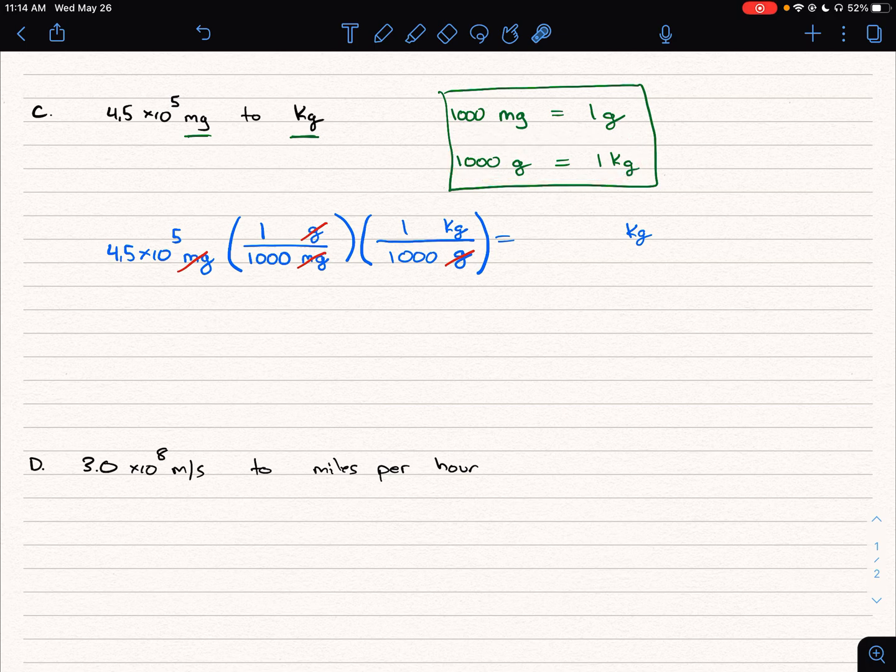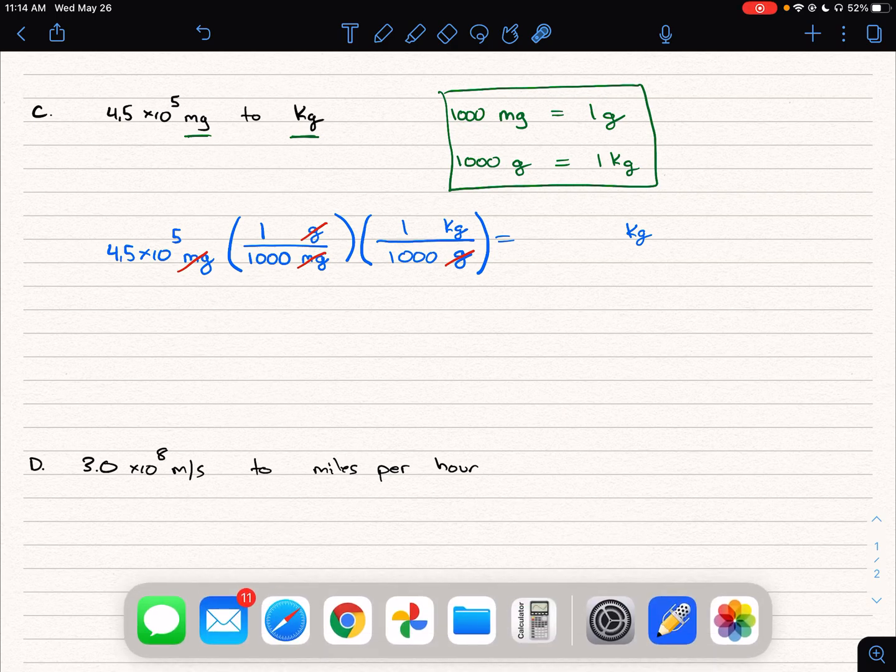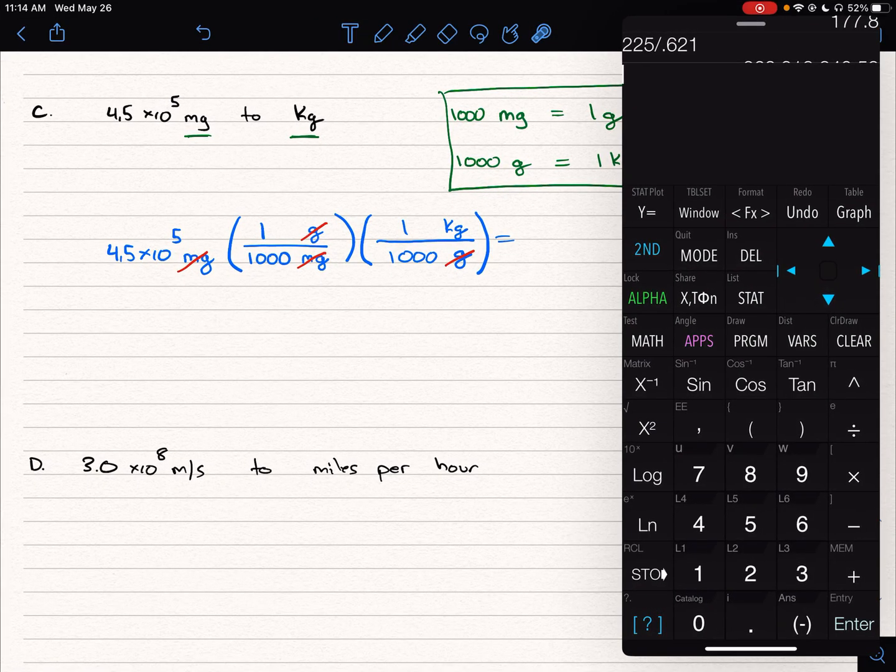And so now we can plug this into our calculator. So pull that up, and we can see we have 4.5 times 10 to the 5th. Sometimes an easier way to do this on the calculator is using this capital E function. That capital E means times 10 raised to some exponent, in this case 5. Then I take that and divide by 1,000. And I'm just going to do it again, divide by 1,000 for the second term.